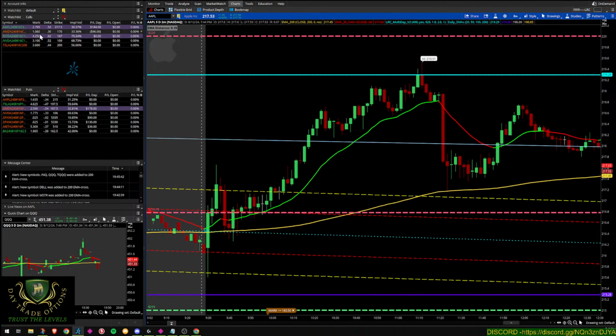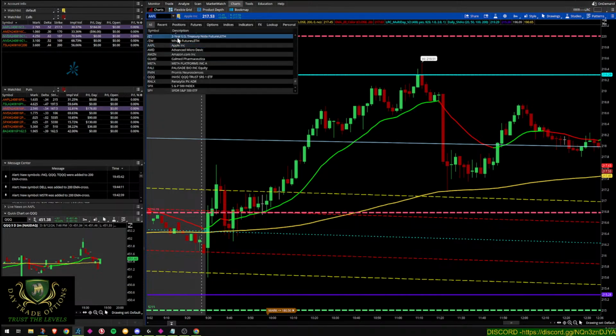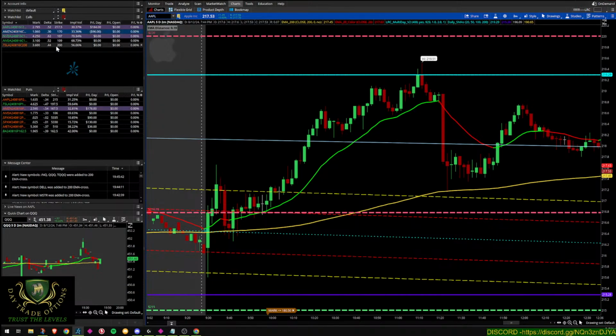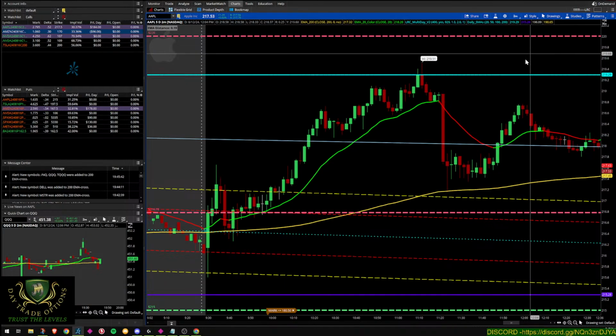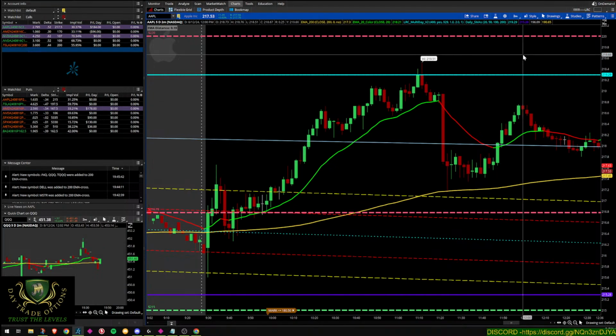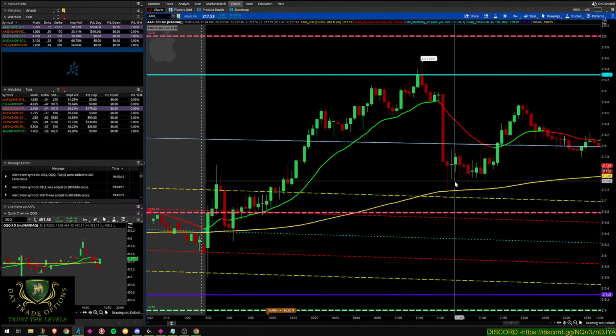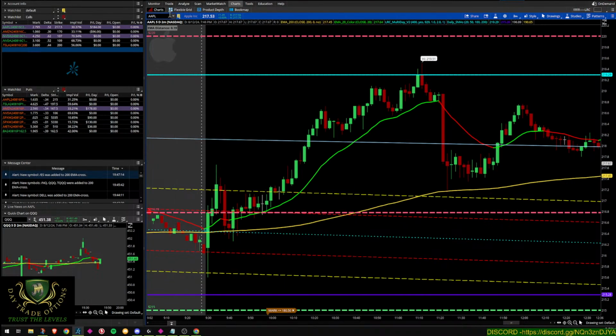I got in Amazon by accident. I had highlighted it and that loaded it in my active trader. Well, I went over and I clicked. I thought I clicked on Apple. I must have clicked on Amazon again and didn't realize it. So I thought I switched my contracts. I didn't.